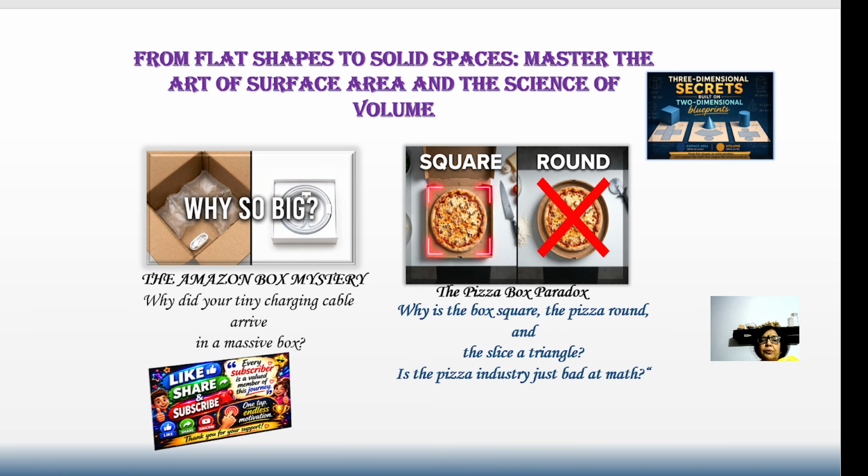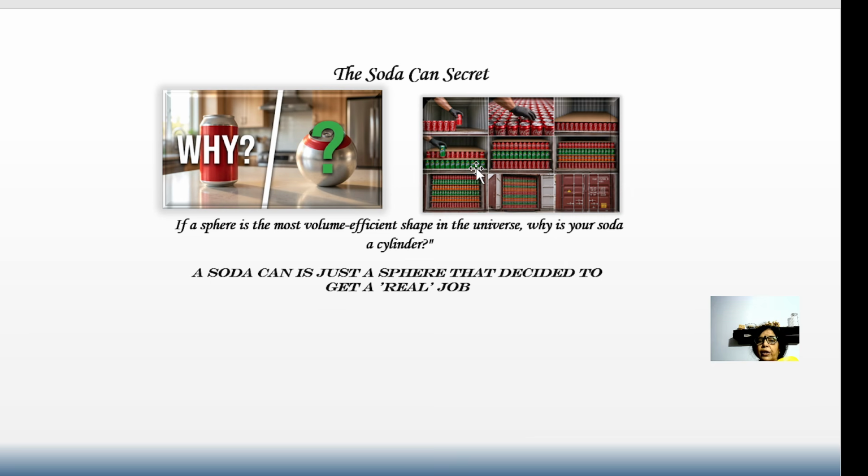Another example that we have over here is the soda can secret. When we talk about the soda can, we find that cans are cylindrical, or sometimes you also get bottled soft drinks. So, what is the reason? Why do we not have a spherical can, though it is a much more volume efficient shape in the universe?